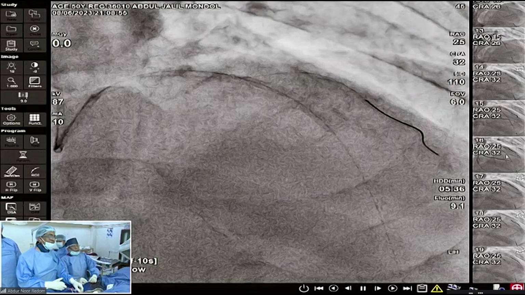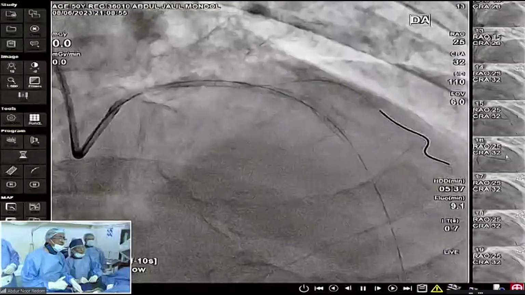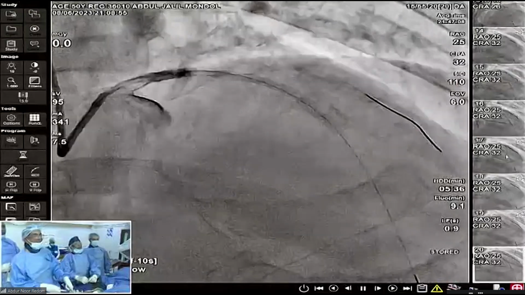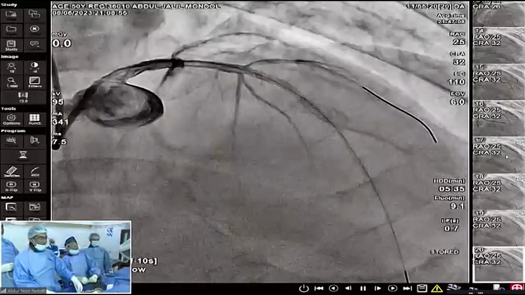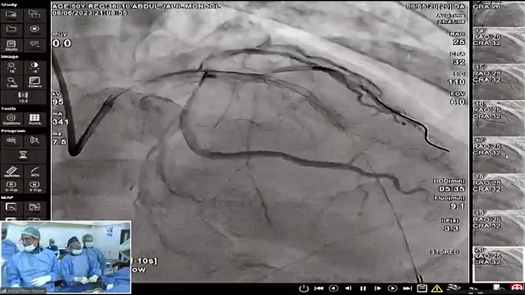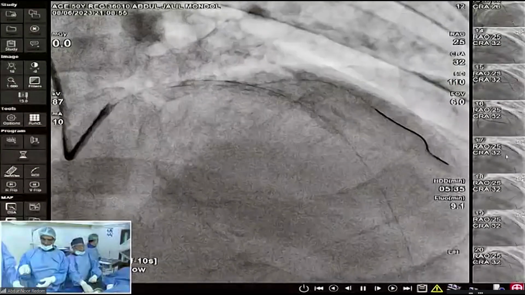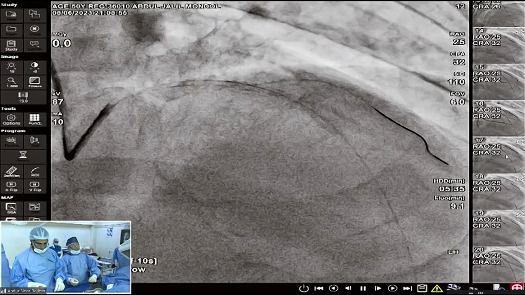Dr. Noor Alam here. May I know the hemodynamics of this patient at this moment? Heart rate is 72, blood pressure is 103/70, and mean pressure is 74. That's good. Patient is comfortable, and we are going for post dilatation.